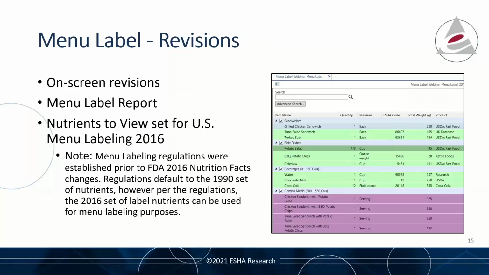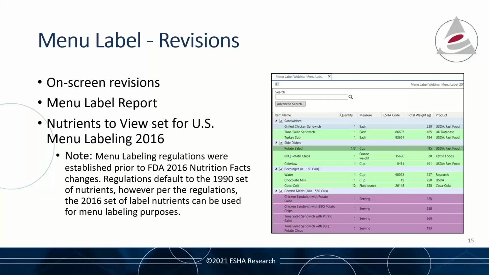So now we'll switch over to talking about menu label features. The menu label options in Genesis provide a way to create menus from recipes and ingredients and to list a variety of information suitable for fulfilling the FDA menu labeling requirements. For this feature set, Genesis 11.11 includes some on-screen revisions to help navigate display options better. So I'll show you a closer look at the menu label report and speak to the nutrient selection options next.